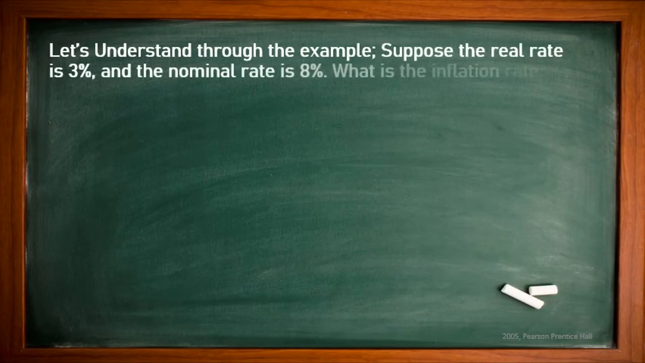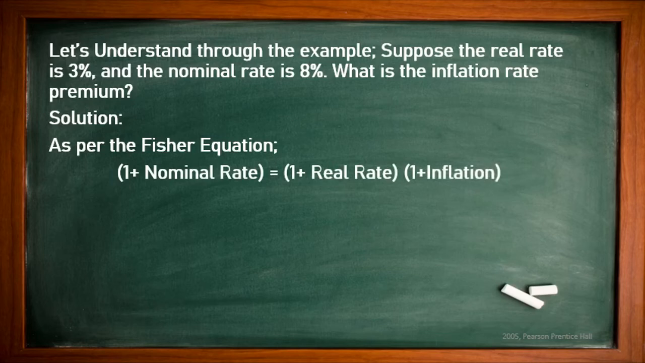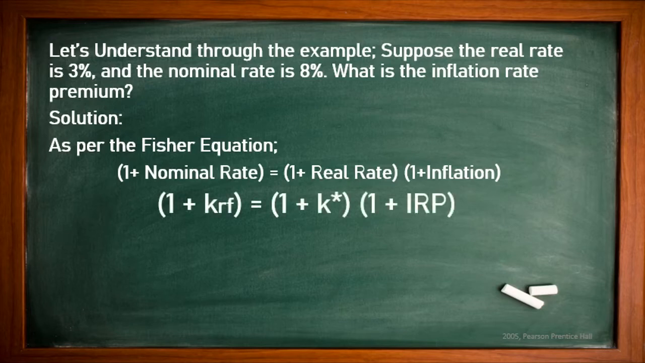Let's understand through an example. Suppose the real rate is 3% and the nominal rate is 8%. What is the inflation rate premium? We'll go for the solution. As per the Fisher equation, 1 plus nominal rate is equal to 1 plus real rate in brackets, multiplied by 1 plus inflation, as shown in values, or you can show it in an explanatory way. This is the explanatory formula we showed in the previous slide. So let's derive the same formula and put the values here.